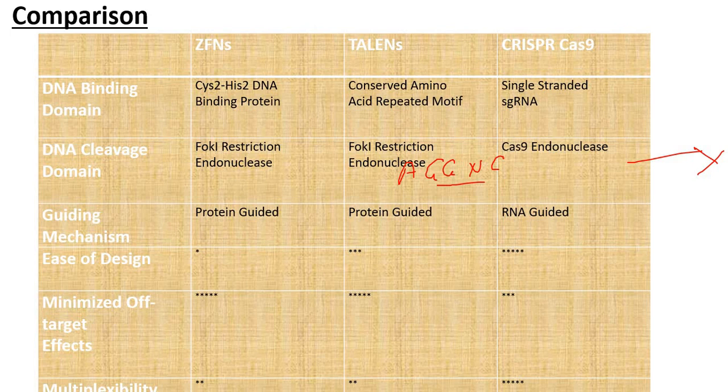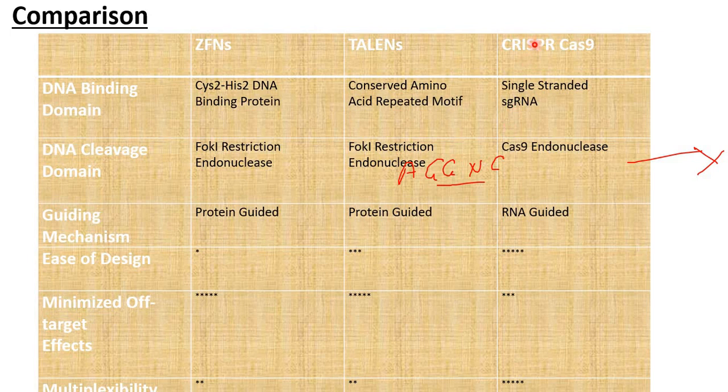So in TALENs, the protein is guiding the FokI restriction endonuclease where this endonuclease should cut the DNA. So it is protein guided. Here the protein is guiding the restriction endonuclease where it should cut or chop out the DNA. Similarly, in zinc finger nucleases as well, the protein is guiding the endonuclease where it should cut the DNA. So both of these are protein guided.